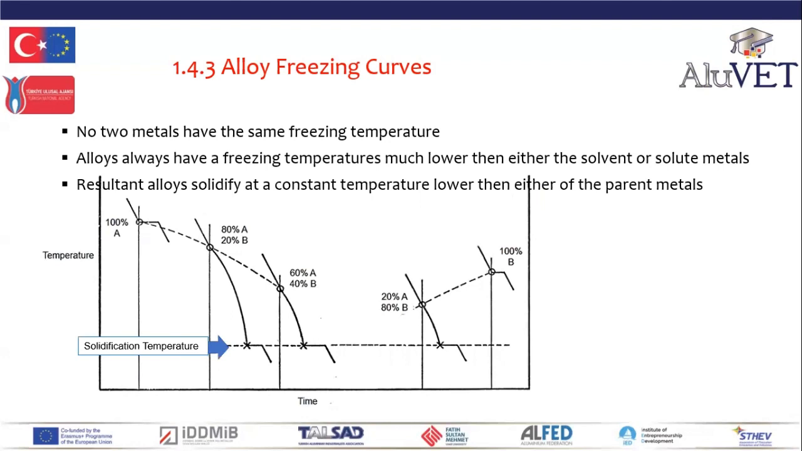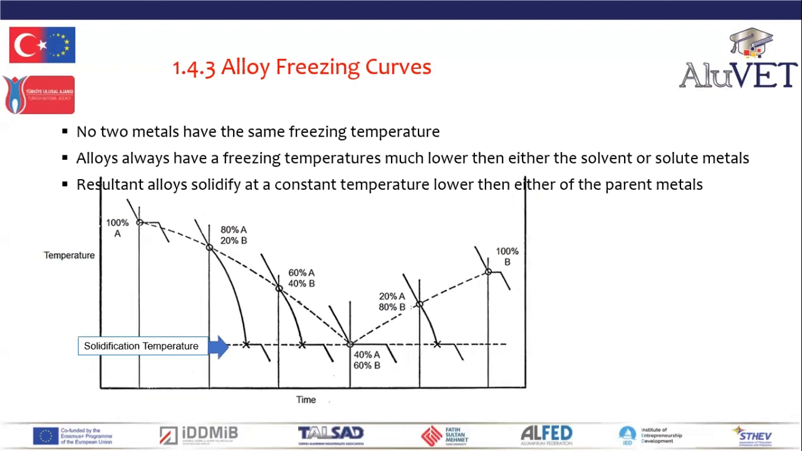And that constant finishing freeze temperature will be lower than the freezing temperature of either of the solvent or solute metals. Now that means that the resultant alloys will solidify at a constant temperature much lower than either of the parent metals. So we've completed the graph now, and you can see the pure metals have a single freezing temperature.